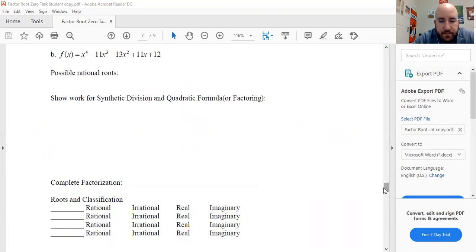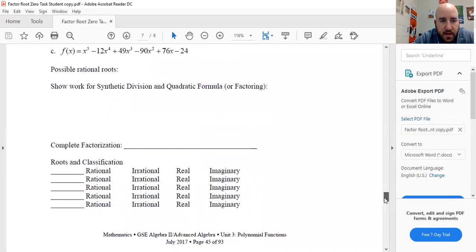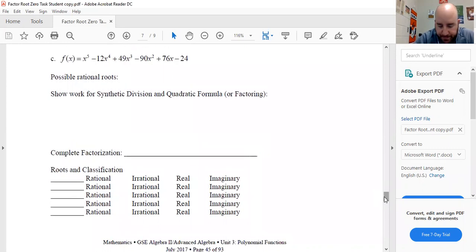All right. C. Now we've got x to the fifth. So possible rational roots, P and Q again.